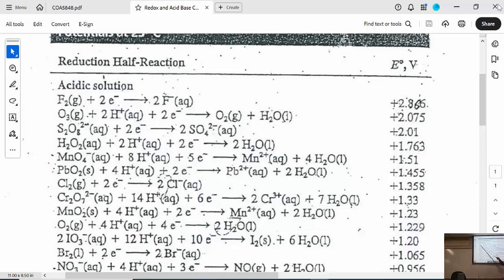What's below fluorine? What's below fluorine is ozone. Ozone is what we call an allotrope of oxygen. Allotrope just means a different form of the element. O2 is another allotrope. O, atomic oxygen, is another allotrope. Ozone is a strong oxidizer as well, in combination with H+.